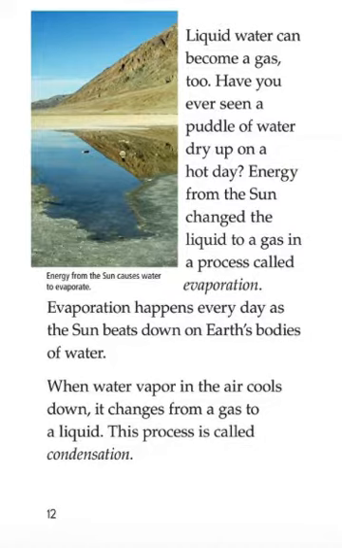Energy from the sun changed the liquid to a gas in a process called evaporation. Evaporation happens every day as the sun beats down on Earth's bodies of water. When water vapor in the air cools down, it changes from a gas to liquid, a process called condensation.